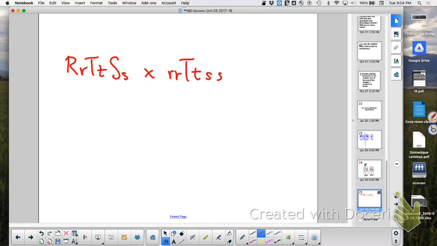And I want to know how many will turn out like this. I want to know how many will turn out like this. Write it down and then look away because I'm going to solve it.